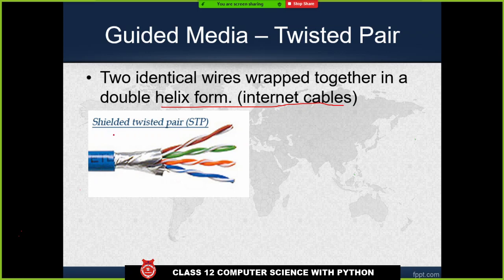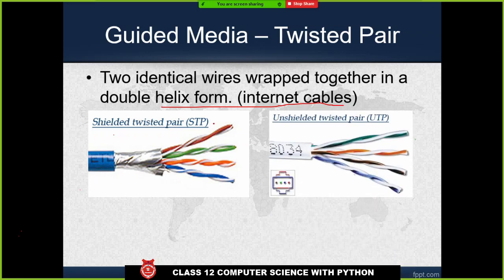So there are two types of twisted pair cable. The first one is shielded twisted pair cable, STP, and there will be unshielded twisted pair cable. Shielded means there is the sealer or the cover. Okay, there is the cover, insulating cover. Because of that, it is known as shielded. But there is no insulating cover, and that is known as unshielded twisted pair cable.